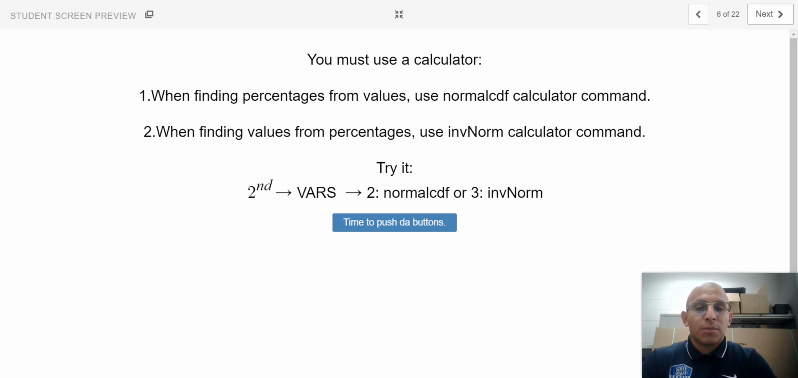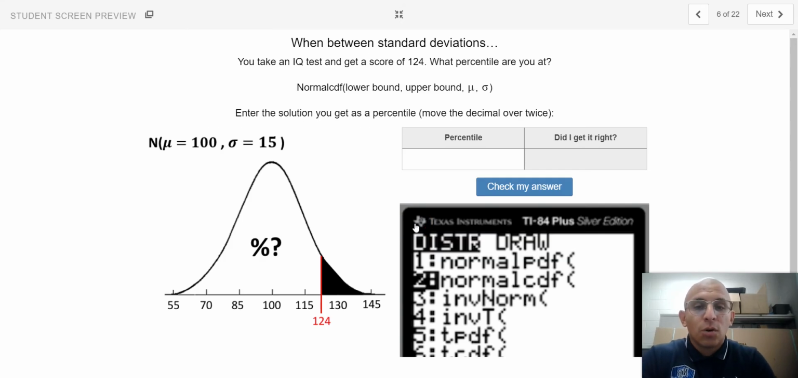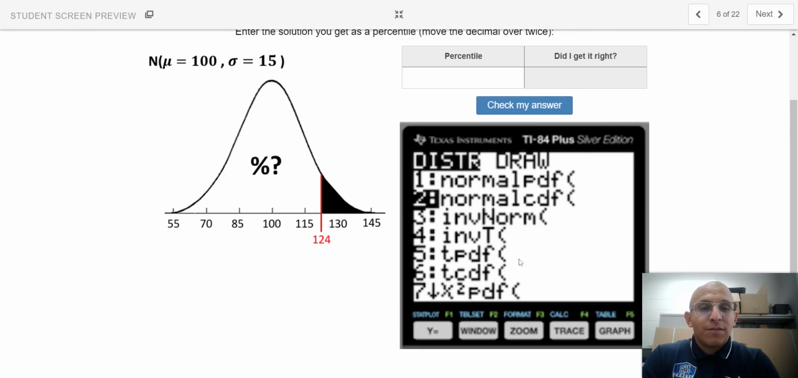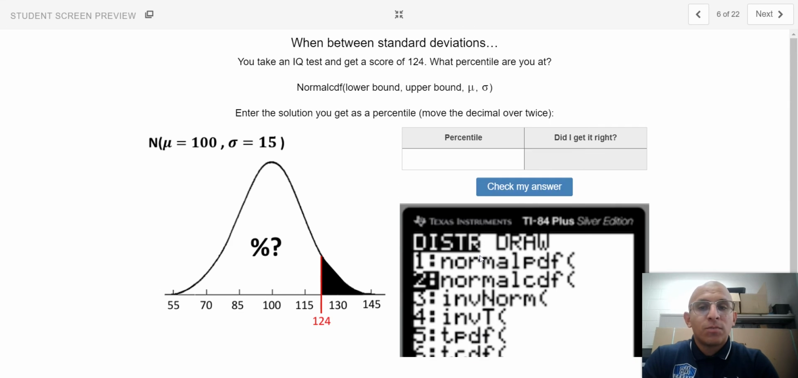So the way we're going to do it is in the upper left-hand corner, we have the second button, and then next to the left and down arrow key, there's a VARs button. When you click that, you'll have a menu of options appear. You'll want to select either 2 or 3. As you can see here, I have a little image that you can follow, and you are going to first use the NormalCDF. So the NormalCDF means that you've been given the particular data value, and you are looking for the percentage.